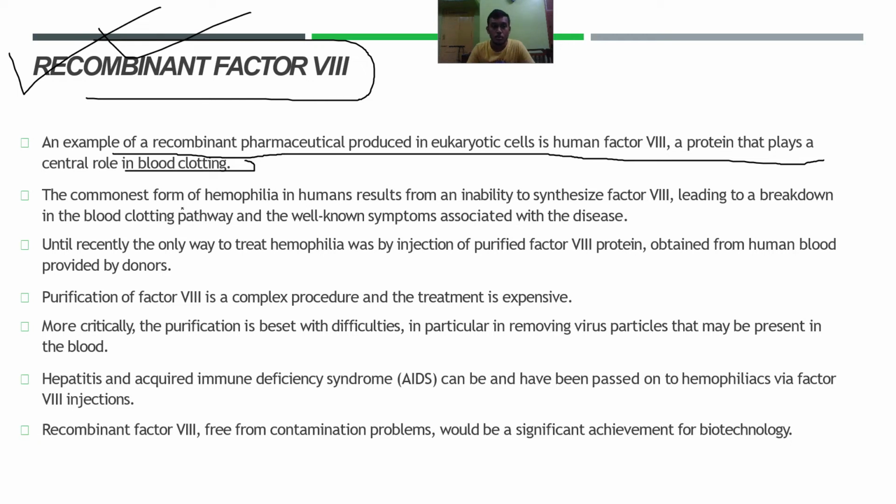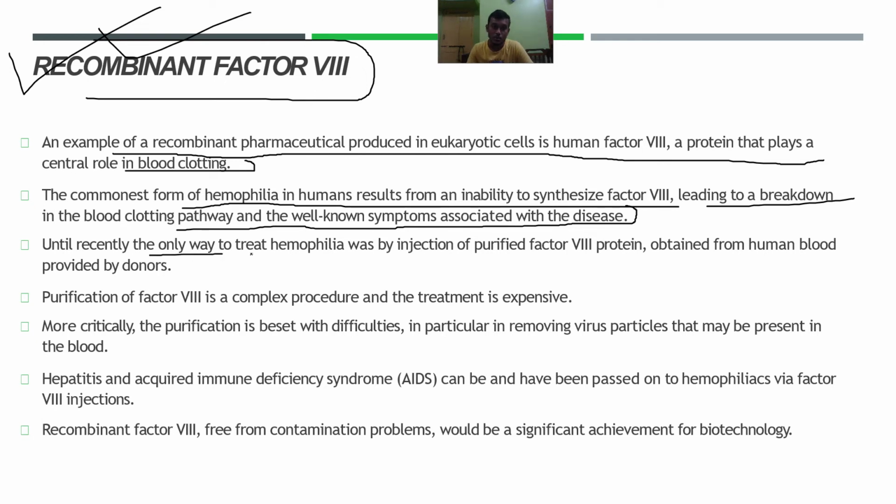The commonest problem, hemophilia in humans, results from the inability to synthesize factor 8, leading to a breakdown in the blood clotting pathway, a well-known symptom of this disease. So many people suffer from hemophilia, which is a blood clotting problem due to the lack of factor 8. So the synthesis of factor 8 is very important, which we do by producing recombinant factor 8 to solve the problem of hemophilia.